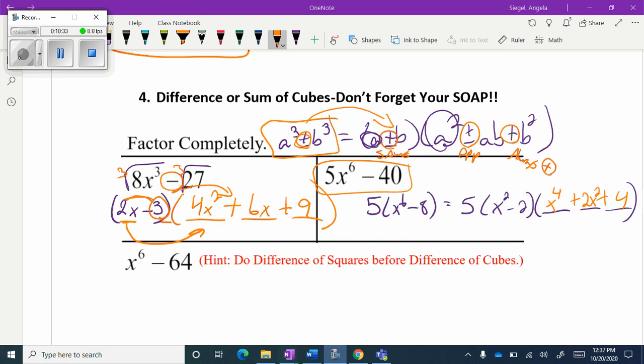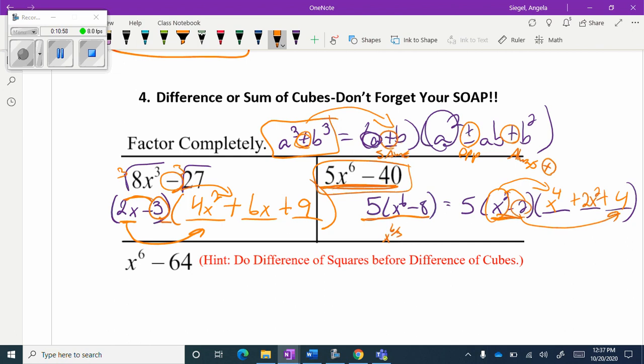Okay, so the first thing I noticed about this one is I couldn't take the cubed root of both of it. So I factored out a 5, and I got that. When you take the cubed root of like x to the 6th, you're dividing by 3. So that's where I got squared and then minus 2. So I took this and squared it. I took this and squared it. And my middle term was those two multiplied together.